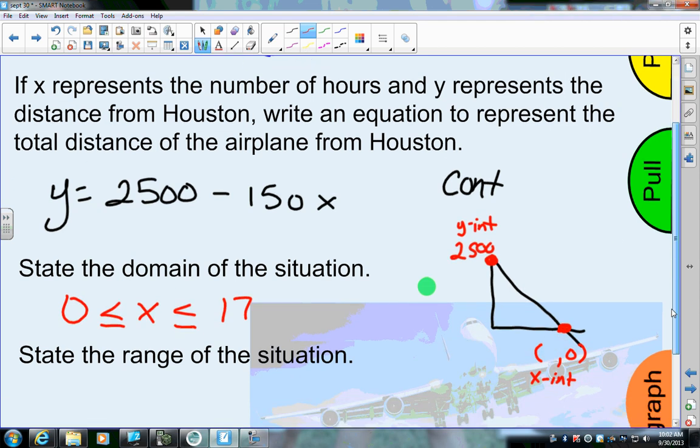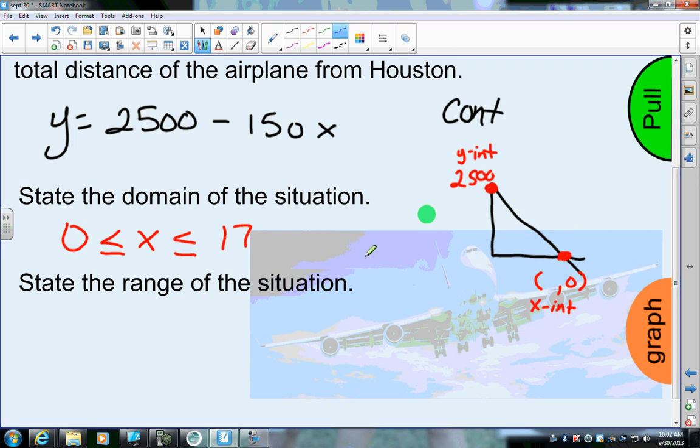Now, when it's talking about my range, it's talking about my height. My height, I'm starting at 2,500, and when am I ending? When my Y number is what? It's 0, when my Y number is 0. So my range is from 0 to 2,500. And I'm going to put the Y in between there. And then I'm going to put the less than or equal to symbols so that it says 0 less than or equal to Y less than or equal to 2,500.